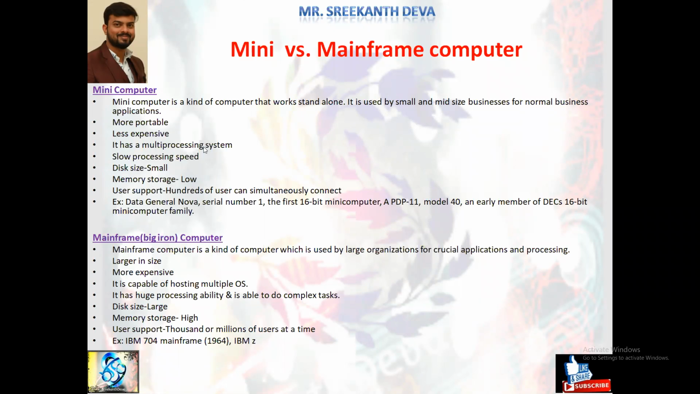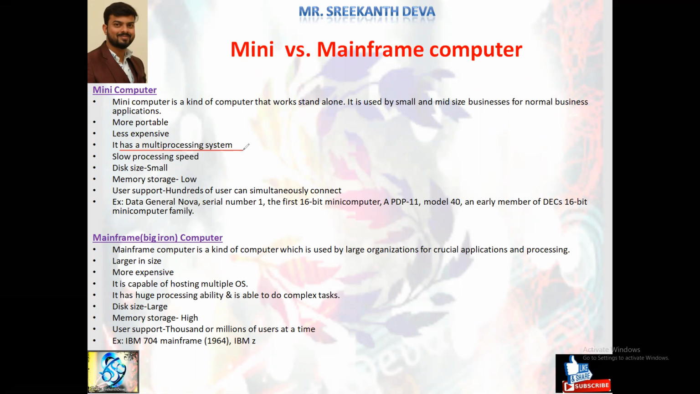It has multi-processing systems. A mini computer supports multi-processing systems, with around 100 to 400 users interacting with it simultaneously. But the mainframe computer is capable of hosting multiple operating systems, whereas there only multi-processing is available. Here it hosts multiple operating systems.